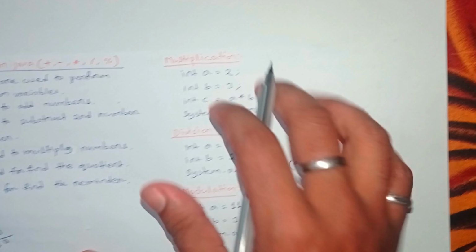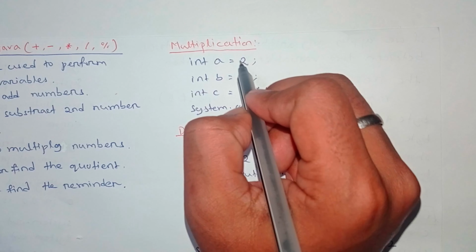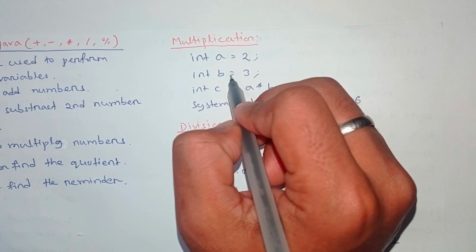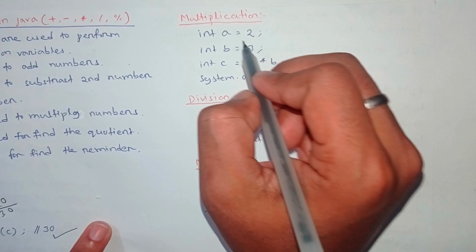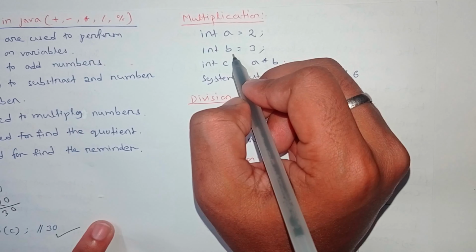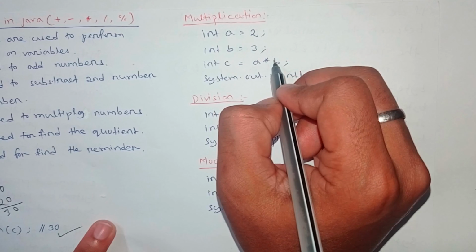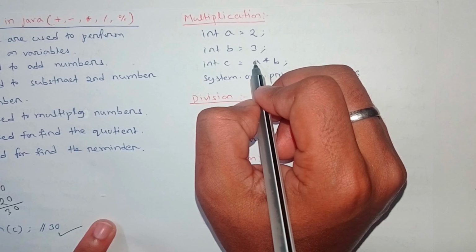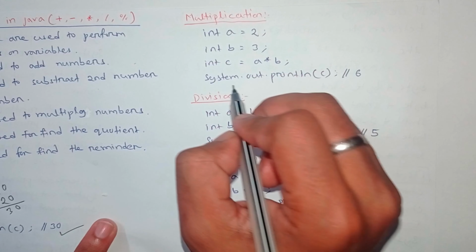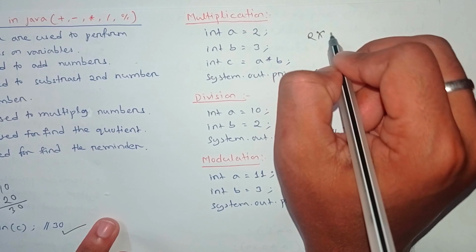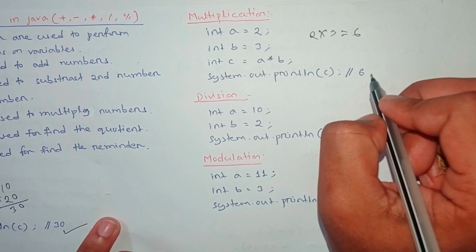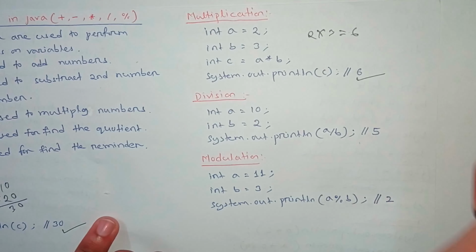Now see multiplication. int a equal to 2, int b equal to 3. We print the multiplication value of a and b. So a multiply into b, the output is stored in c. If we print c, then what is the output? 2 into 3 equal to 6. So the output is 6.